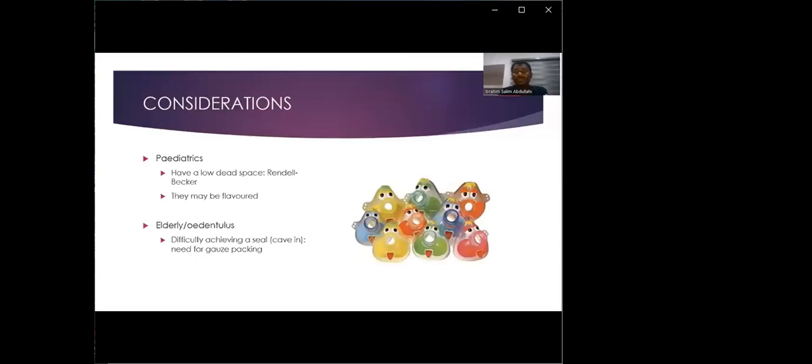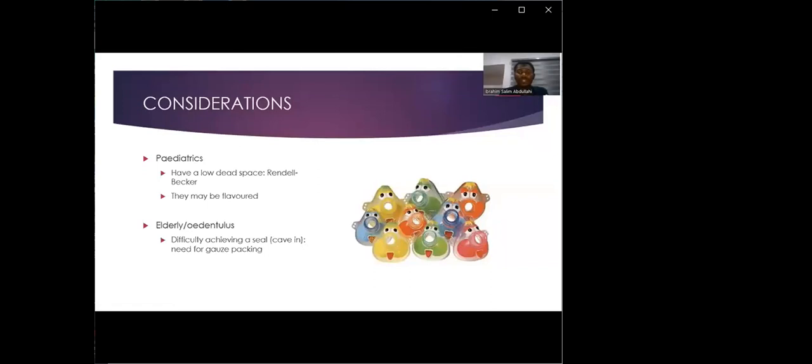In the use of face masks, especially for pediatric patients, it is advocated to use a low dead space mask. An example of that is the Rendell-Baker, but however, the Rendell-Baker masks are not transparent, so secretions and vomitus cannot be seen by the provider. If possible, the face mask should be flavored either with vanilla or strawberry, depending on the child's favorite flavor. Some of the masks, as seen in this picture, can be cartoonized with the child's cartoon character, so that it will enhance acceptance.